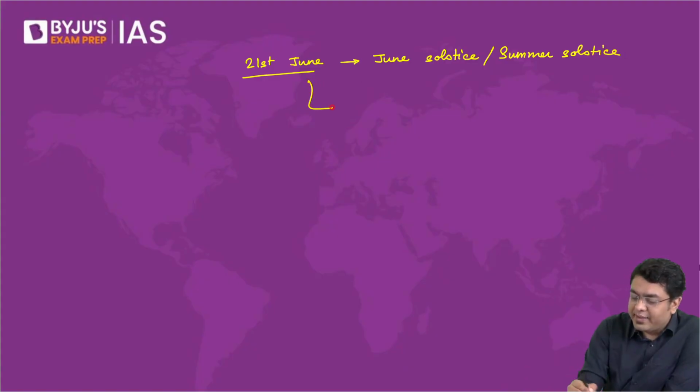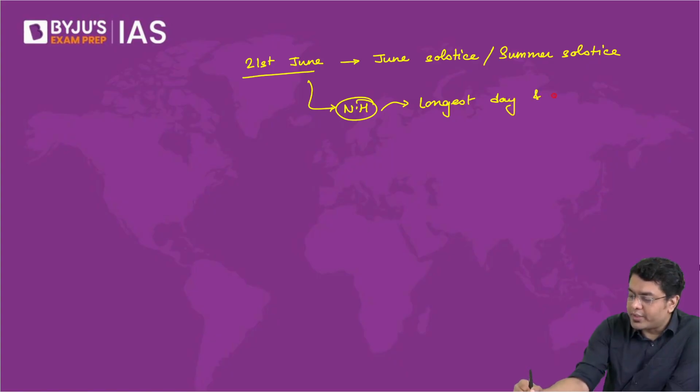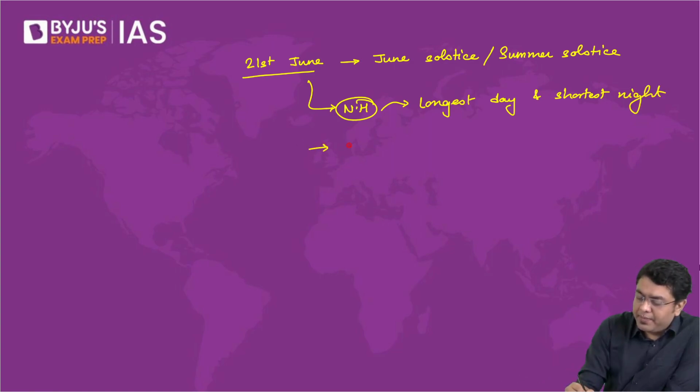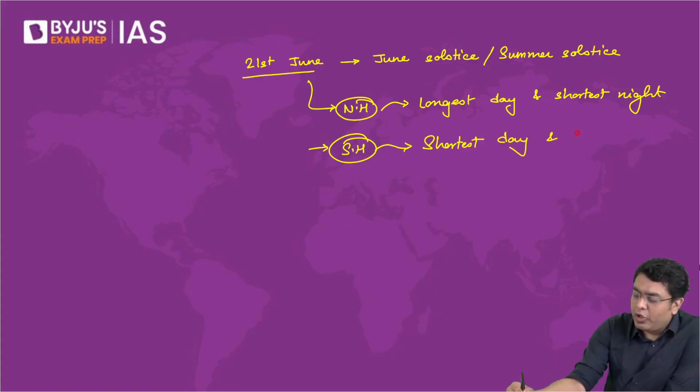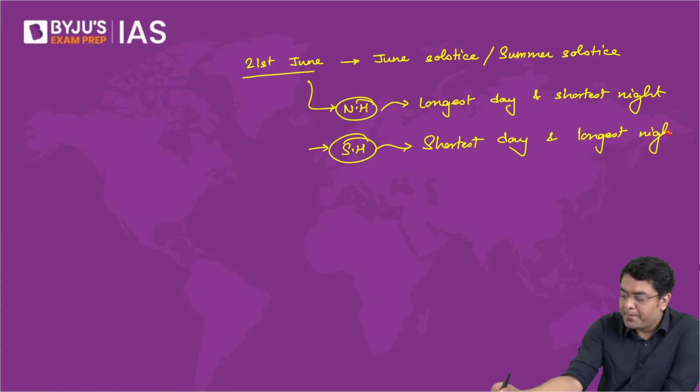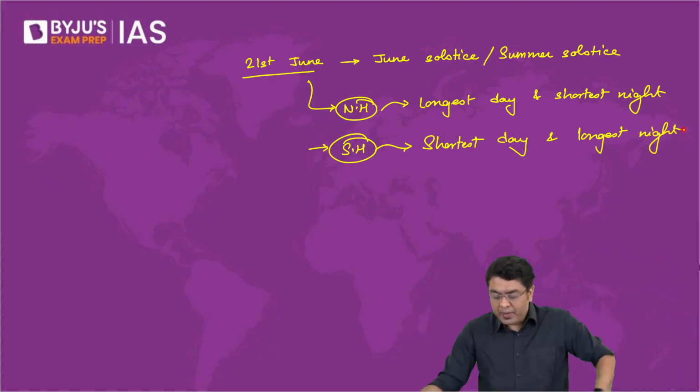In this case, northern hemisphere, longest day and shortest night. Whereas southern hemisphere, shortest day and longest night. Okay?